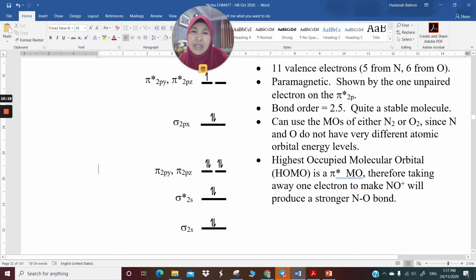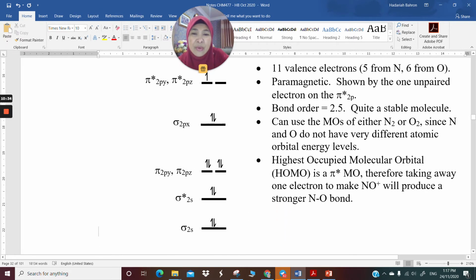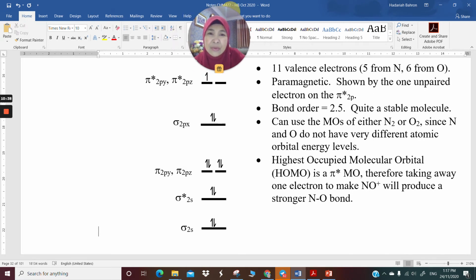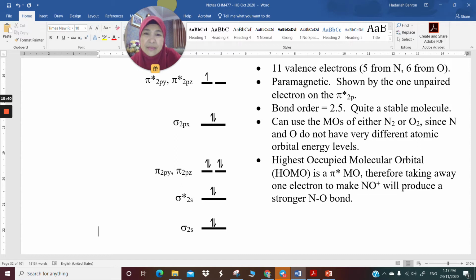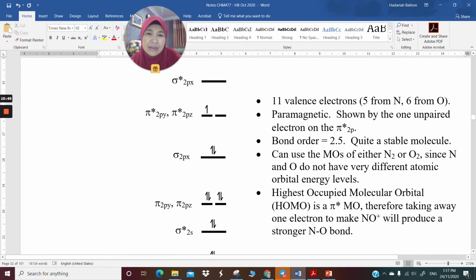So bond order of NO plus will be higher than bond order of NO. So you have that situation happening. So if you are asked to evaluate or predict the bond strength of NO compared to NO plus, then that's how you do it. So that is about nitric oxide.